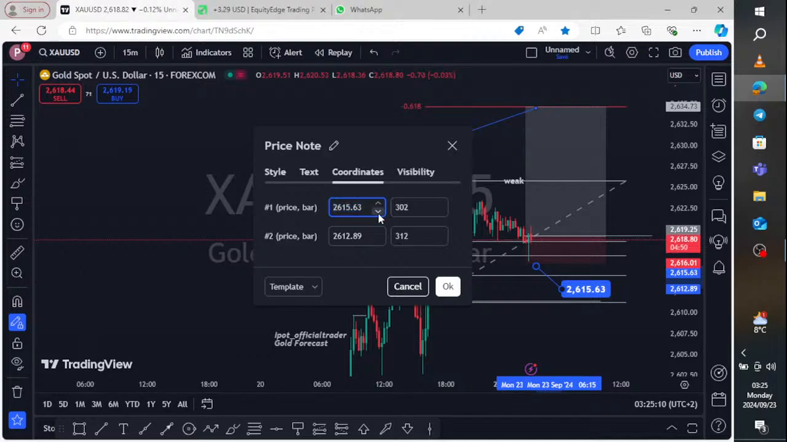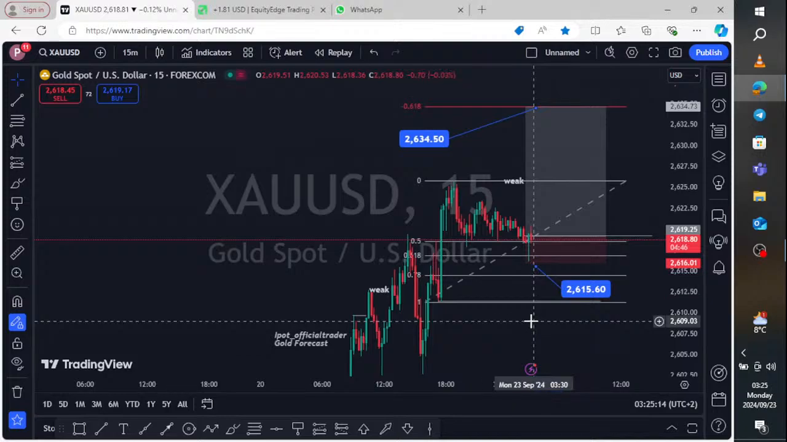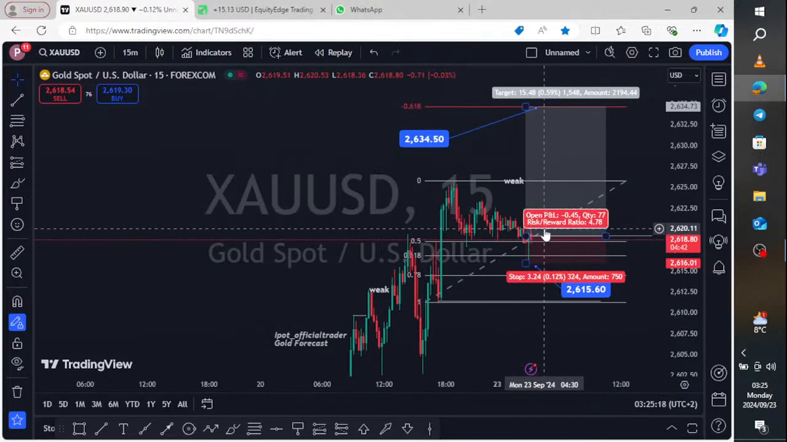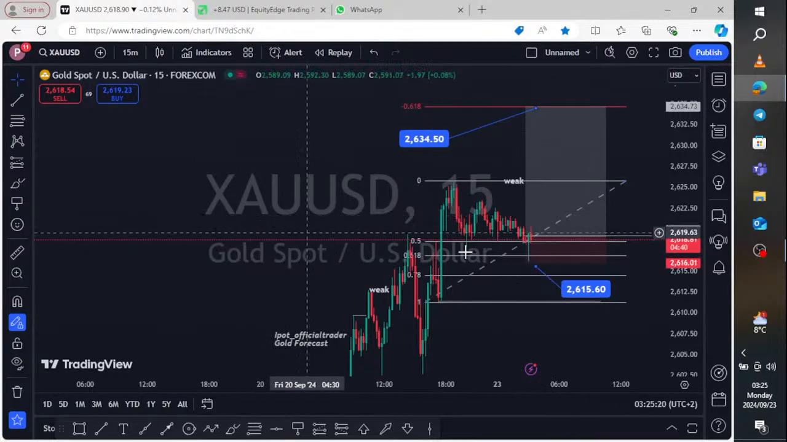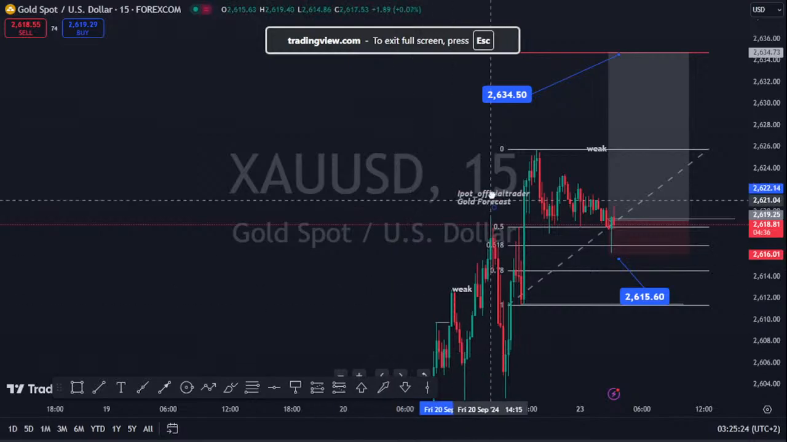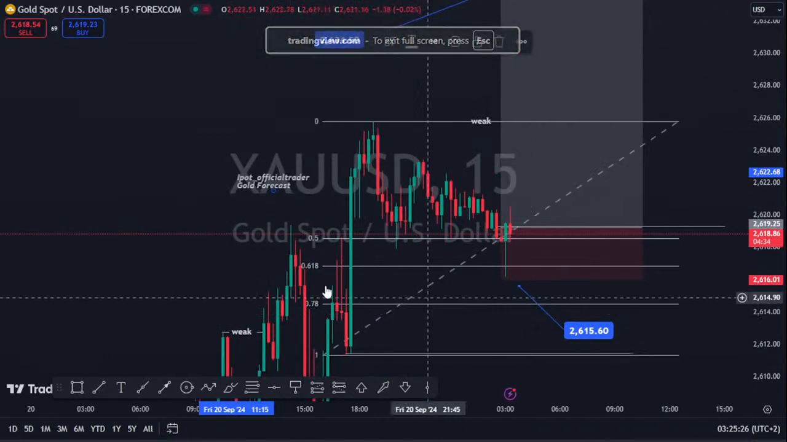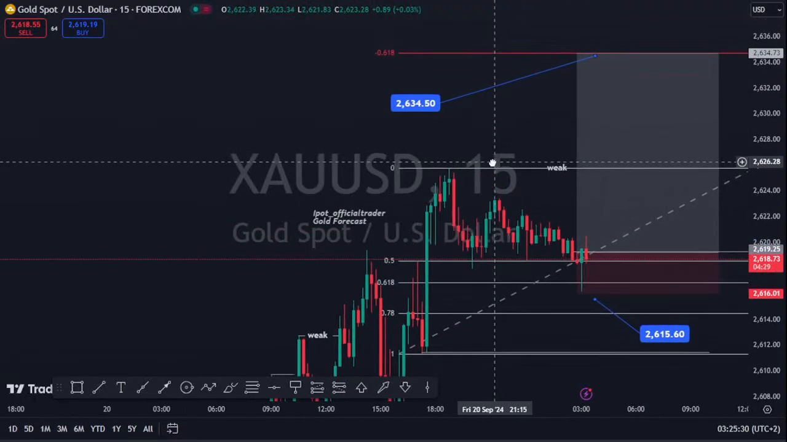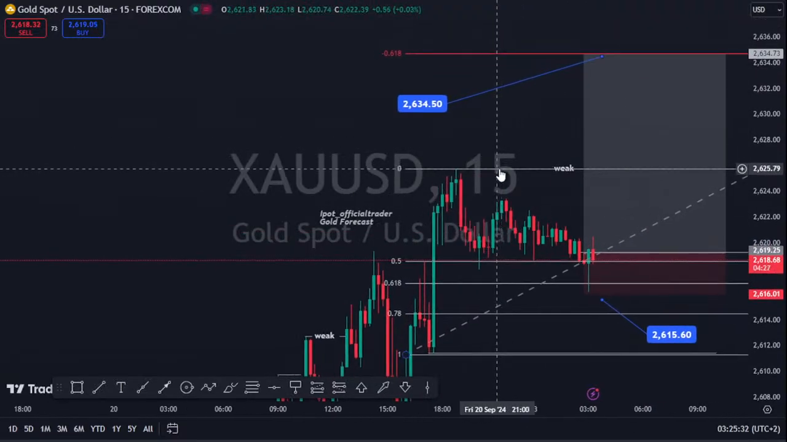Let's make it 0, 0. 1:4. 1:4 is not bad. 1:4 is not bad at all. Okay.